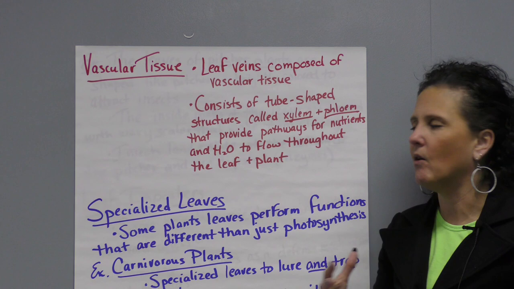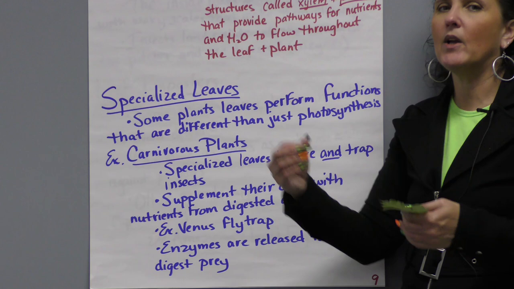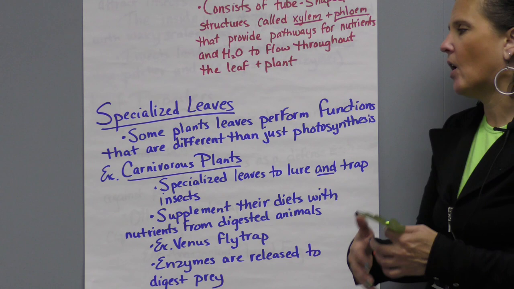I wanted to give you a little bit of a look at adaptations of leaves. Some leaves are specialized. They have specialized functions. If you go into a restaurant, one person's a waitress, one person's a cook, one person, you know, seats people, the host or hostess. So leaves can become specialized. They perform functions that are different than just plain photosynthesis.